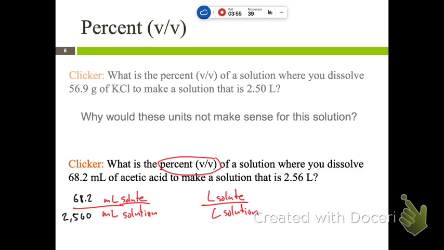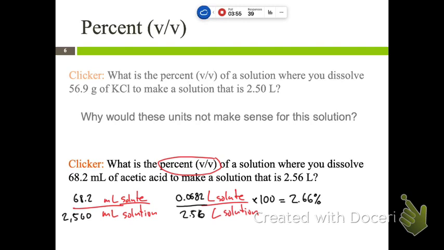Okay, or I guess we could do 0.0682 liters per 2.56 liters of solution. Either way we do that, is that ratio done? What do we have to do? Because it's a percentage, we have to multiply either one of those by 100. And I think 2.66% is our final answer.